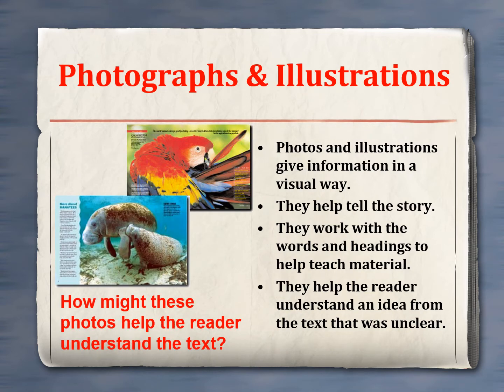Okay, now we get to what we call the fun text features, okay? Photographs and illustrations. These text features give us information in a visual way. So as you can see, they are bright and colorful, and they help the author tell the story. I'm sure you've heard the idiom, a picture tells 1,000 words. So you can much, much better understand something when you see a photo of it, okay?